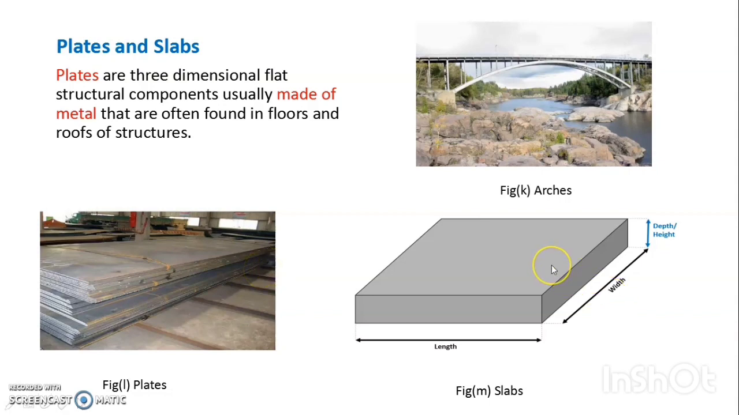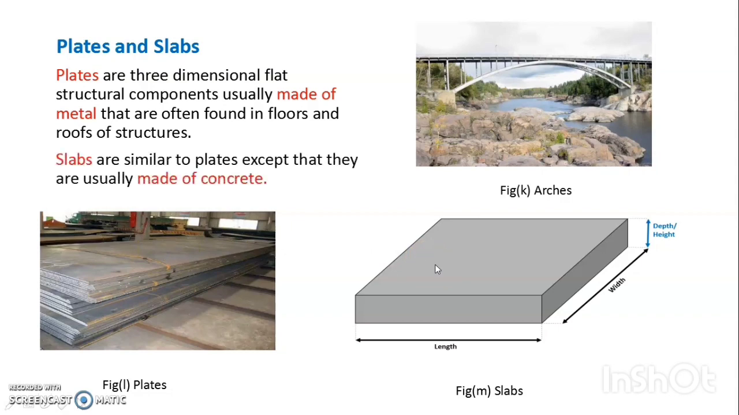If you see a slab, this is also a three-dimensional flat structure. The difference between a plate and a slab is that plates are generally made of metal, whereas slabs are made of only concrete. Next, as we have completed the various structural members which form the structure, now we can enter the various commonly used types of structures.